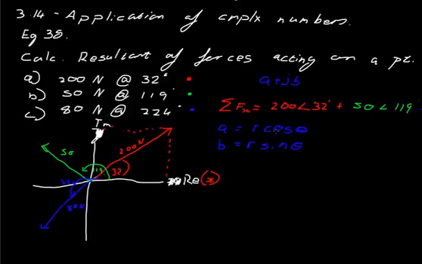Okay, now you can calculate all of these manually. What I'm going to do is pop it into my calculator and convert it all to rectangular form for you. So let's start with the first one. The first one is 200 angle 32 degrees, which is equal to 169.61 plus j105.98.